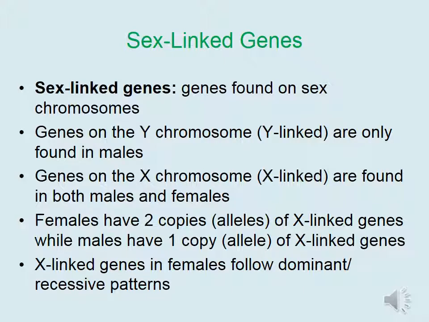Sex-linked genes refers to genes found on the sex chromosomes. Genes on the Y chromosome, which are Y-linked, are only found in males because, of course, only males have Y chromosomes. Genes on the X chromosome, which are X-linked, are found in both males and females. Females have two copies and therefore two alleles of X-linked genes, while males only have one copy and therefore one allele of X-linked genes. X-linked genes in females follow the normal dominant recessive patterns that we've been discussing, since there's a homologous pair of X chromosomes with pairs of genes.